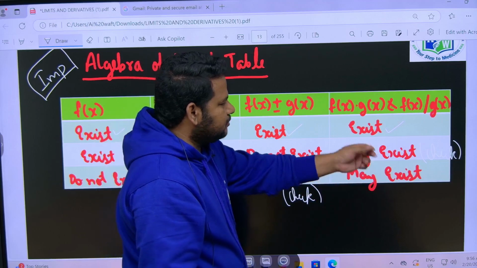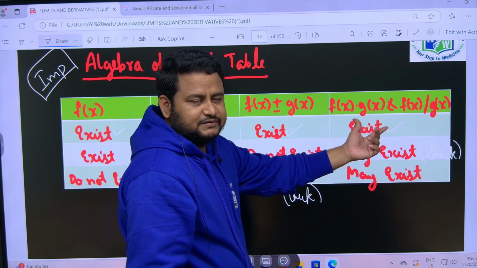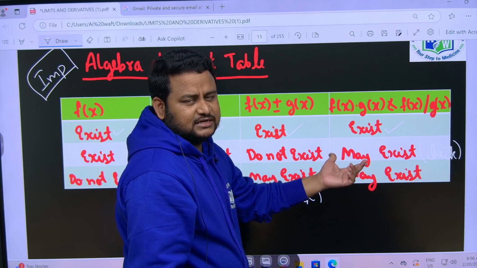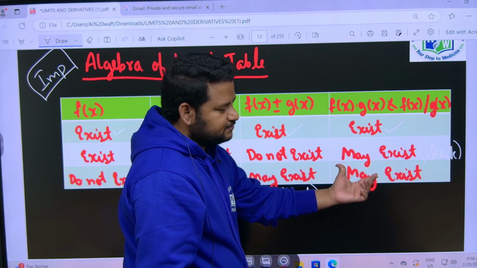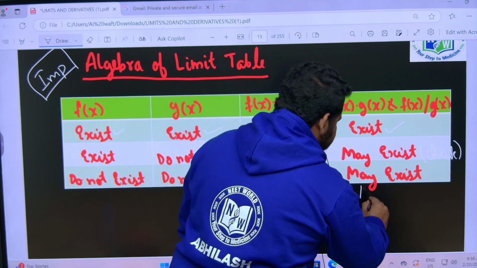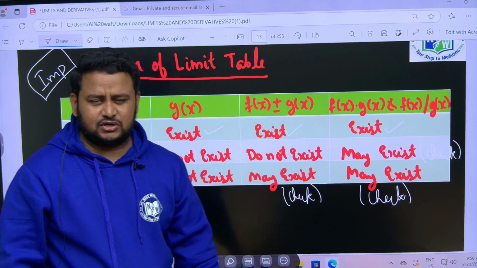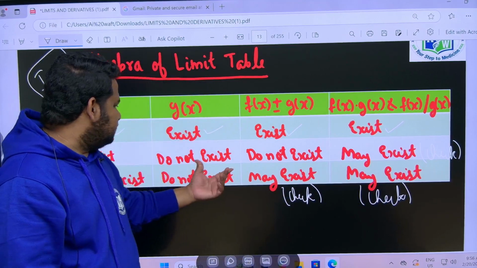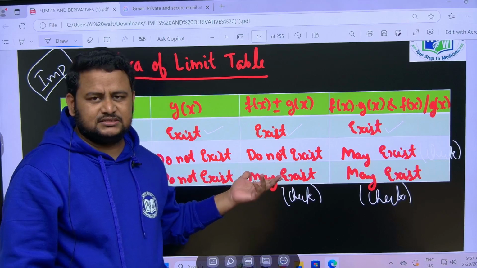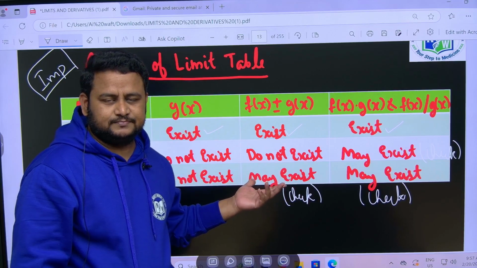Here also the product and division may also exist. Here also it is may exist. What we should do? We should check whether it will exist or not. But wherever it says does not exist, it definitely does not exist. That's it. Got it, friends?